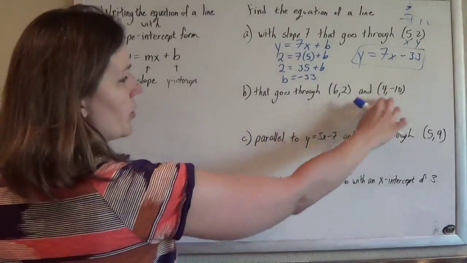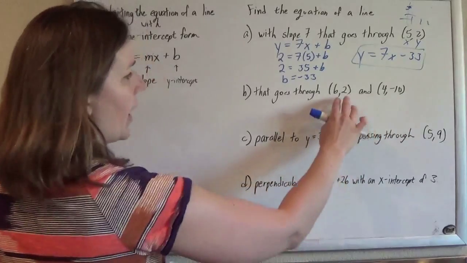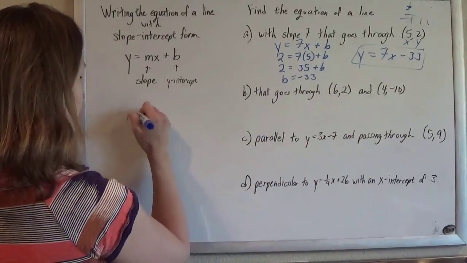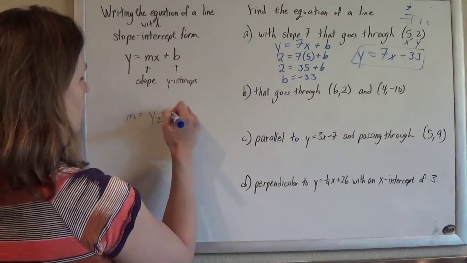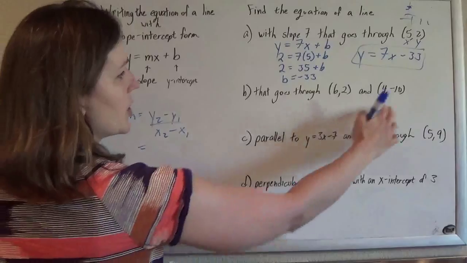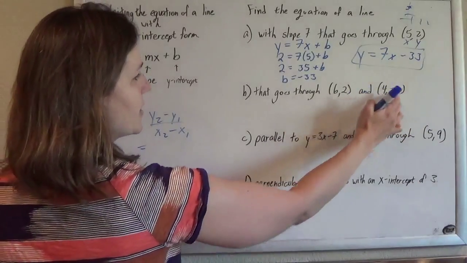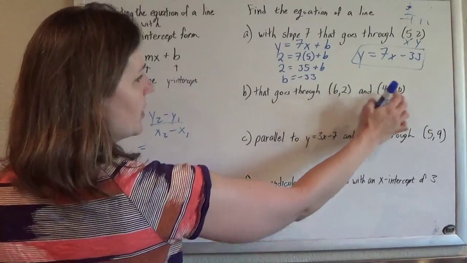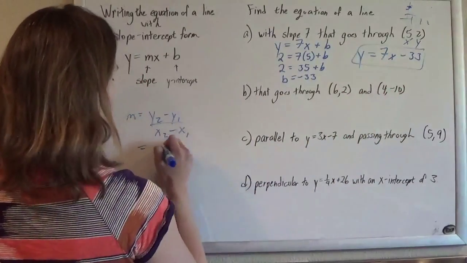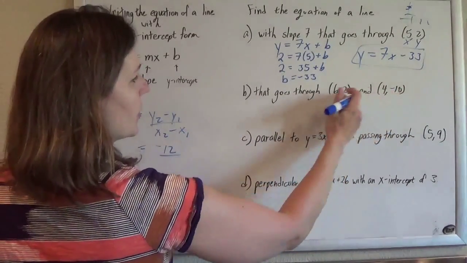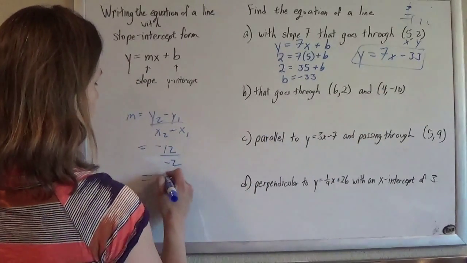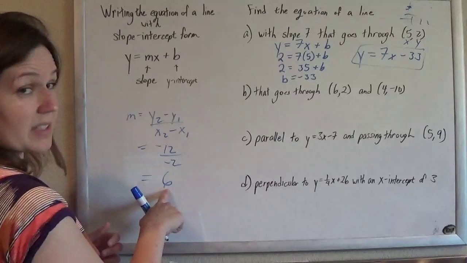So it goes through these 2 points, and I'm going to need a slope. So I'm going to take it to the side and use the rise over the run, so the change in the y value over the change in the x value. So figure out the change in the y's from 2 to negative 10. I'll do from negative 10 to 2, doesn't matter. It'll be negative 12, and from 4 to 6 it goes down 2, so slope is 6.